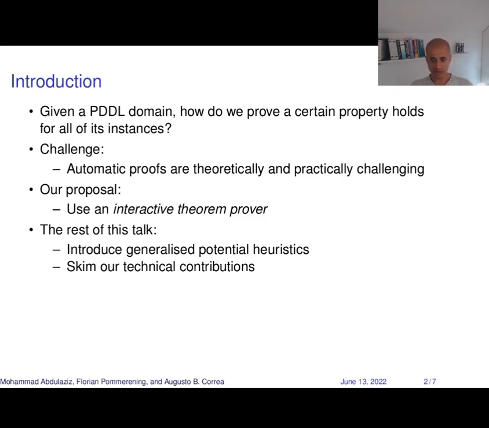In the rest of this talk I will introduce another interesting property which we want to prove for domains, namely that a certain heuristic is descending for this given domain, and then I'll skim our technical contributions towards making such proofs possible using an interactive theorem prover.